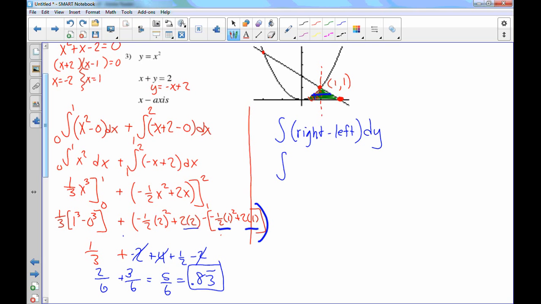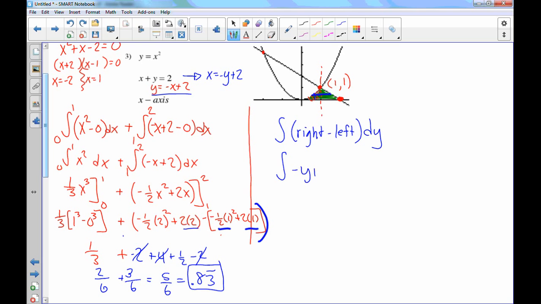Okay, and Misha, what's the right curve? Yes, okay, but this time we're integrating with respect to y, so we need to get it in terms of y. The way we have it here is in terms of x. So we're going to resolve that. Instead of y equals negative x plus 2, we're going to move the y over. So x equals negative y plus 2. So we solved it for x, so we get it in terms of y.